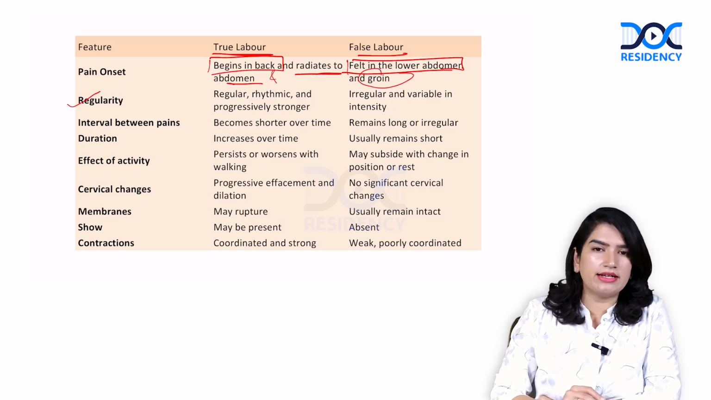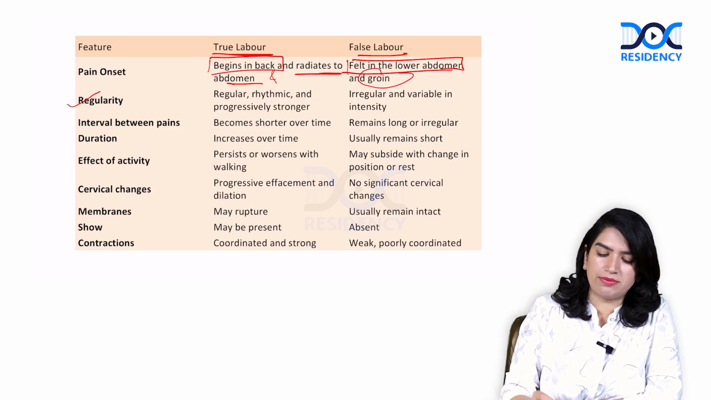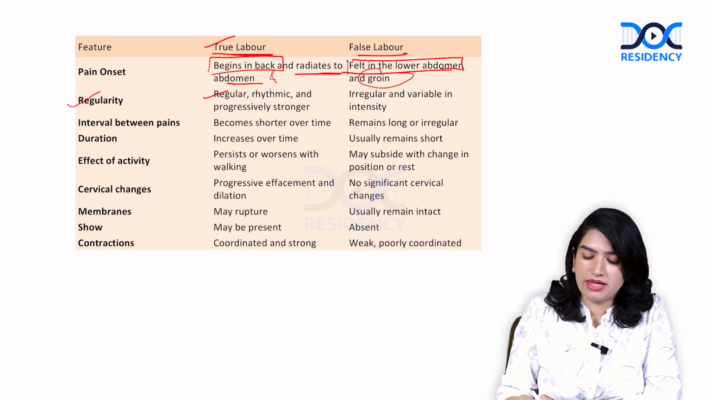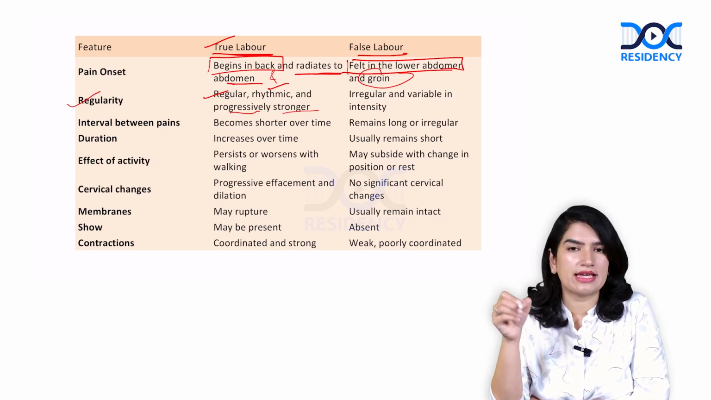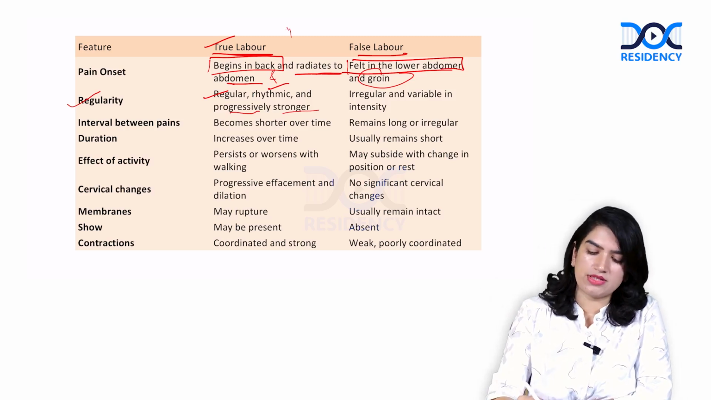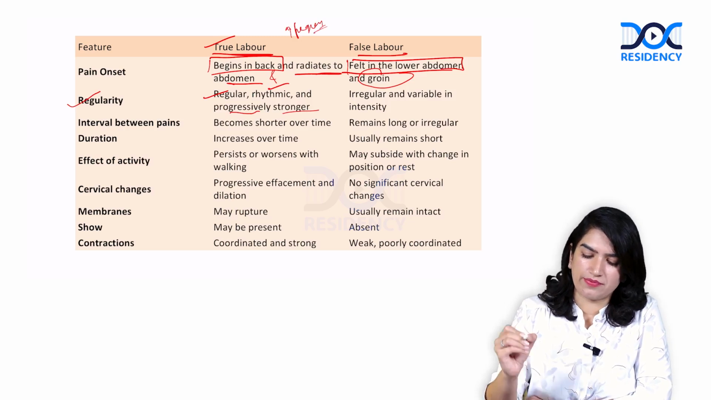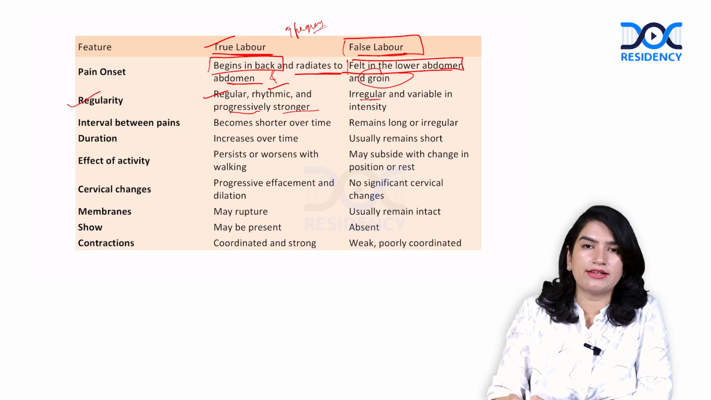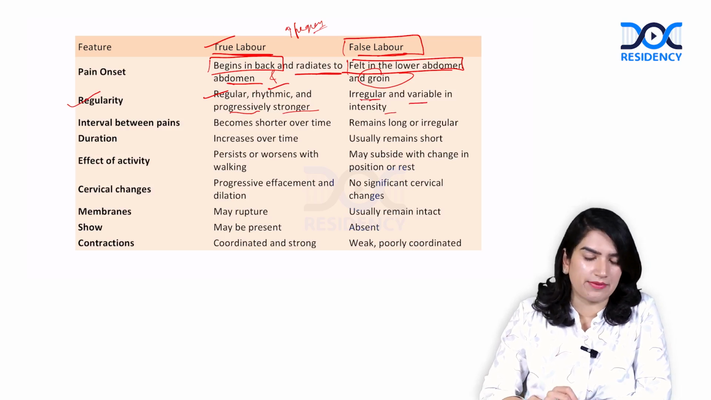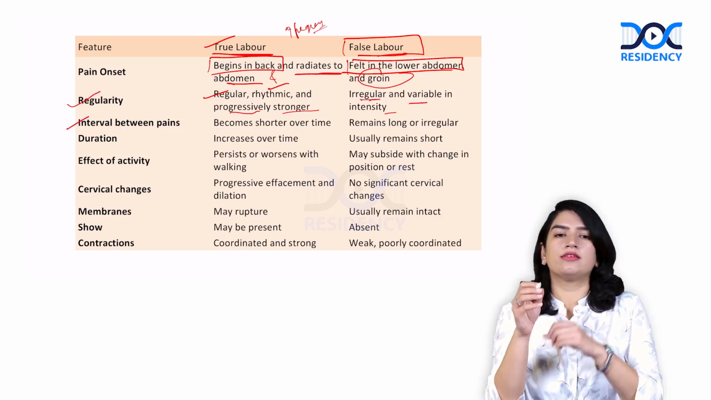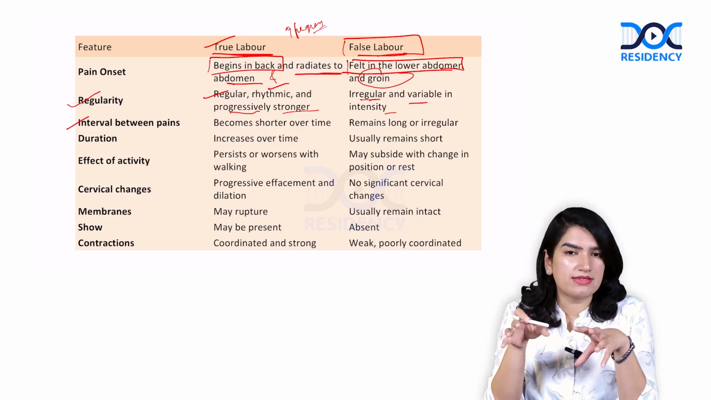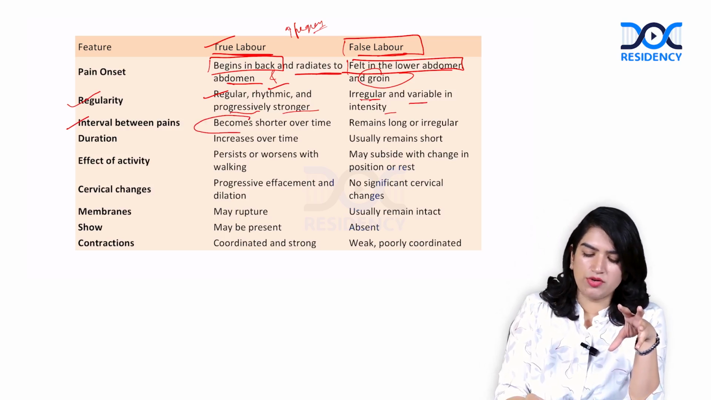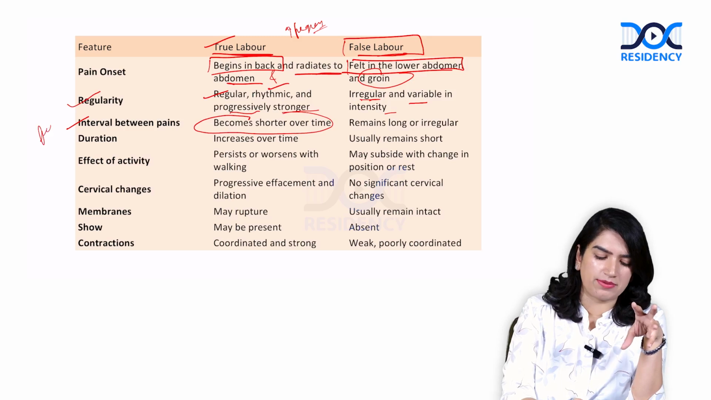If you look at the regularity, the contractions in true labor are regular, rhythmic, and progressively stronger, both in intensity and duration, and the frequency also keeps on rising. The false labor contractions are irregular and variable in intensity. Now, what about the interval between pains? It becomes shorter over time. That means the frequency keeps on increasing.